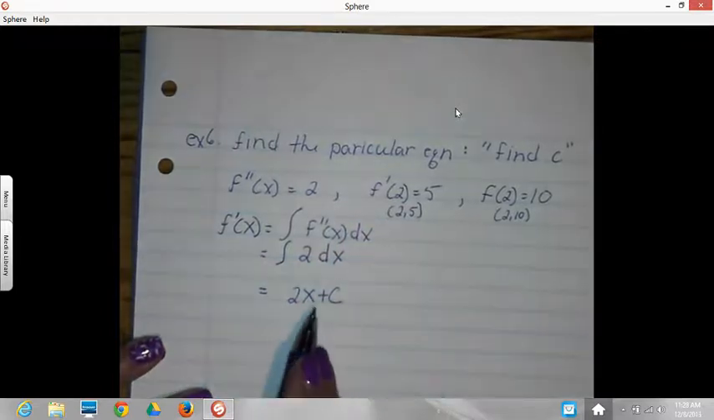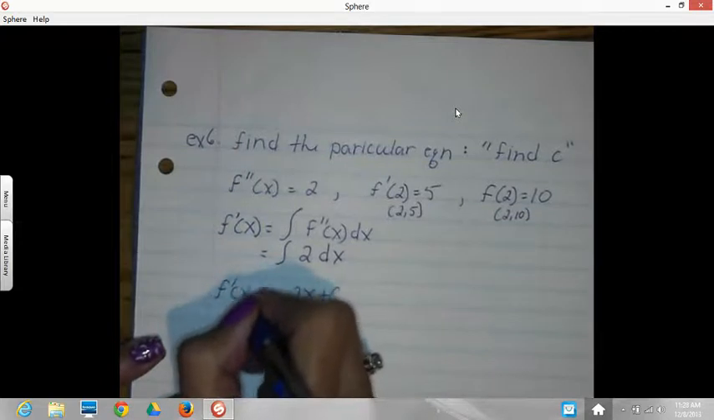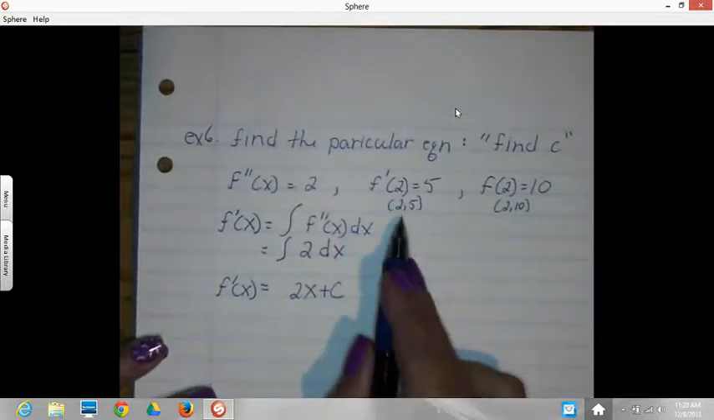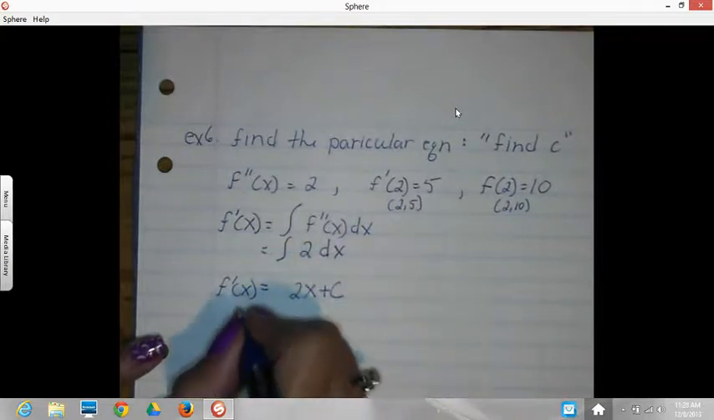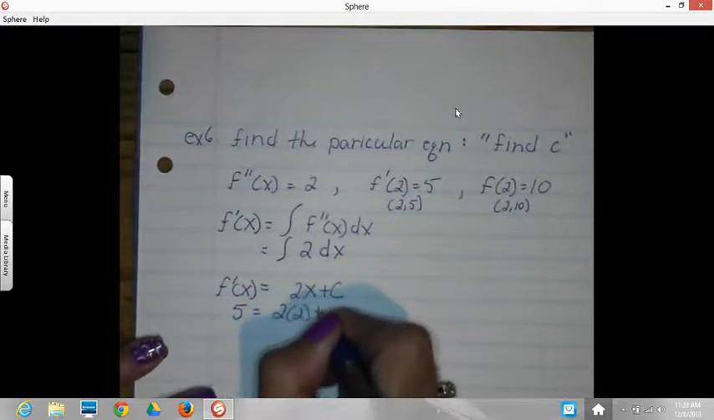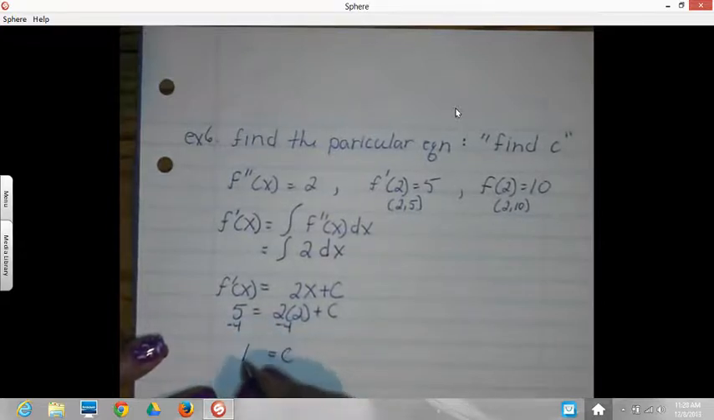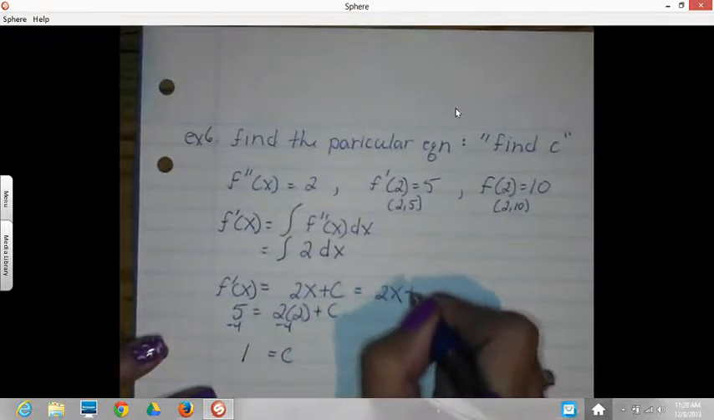I have to be able to figure out the c, and remember this is f prime of x. Well, if I look back, they did give me an ordered pair on f prime. When x is 2, the function came out 5. So 5 equals 2 times 2 plus c. That's going to give me a 4. If I subtract 4, c equals 1. So my f prime equation is 2x plus 1.